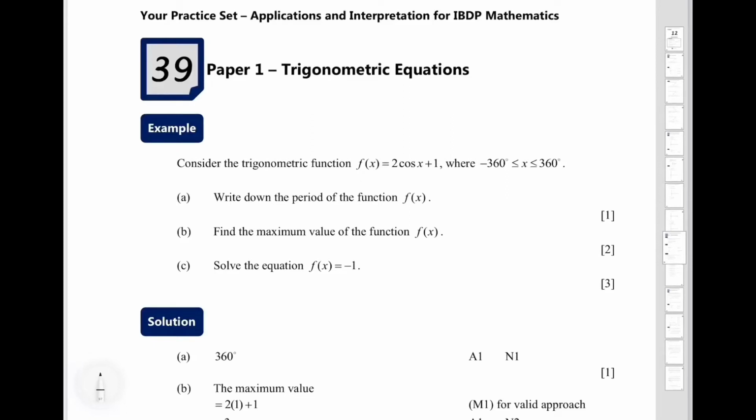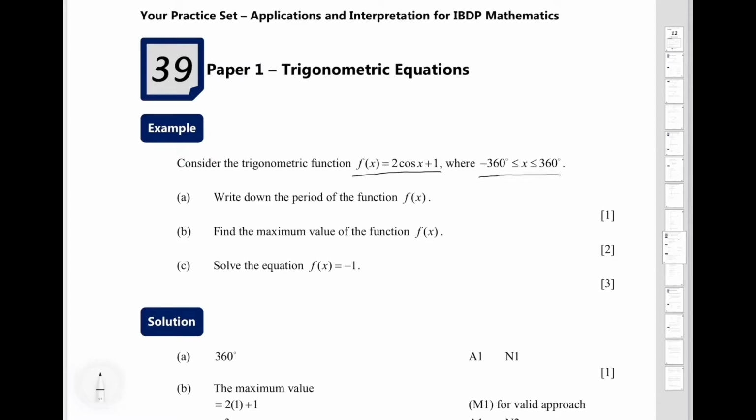Okay, so for this example, we are going to talk about some of the features of the graph of a trigonometric function and also how to solve a trigonometric equation. So let's say, for example, the given trigonometric function is f(x) = 2 cos x + 1. And we are given the domain from -360 degrees to 360 degrees.